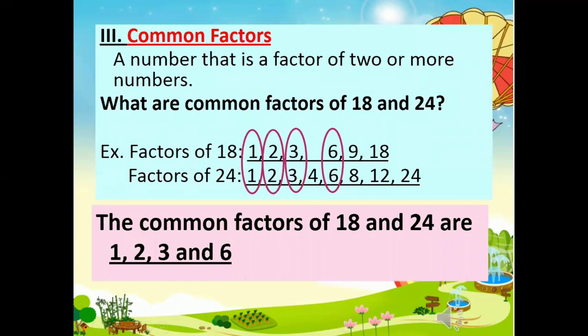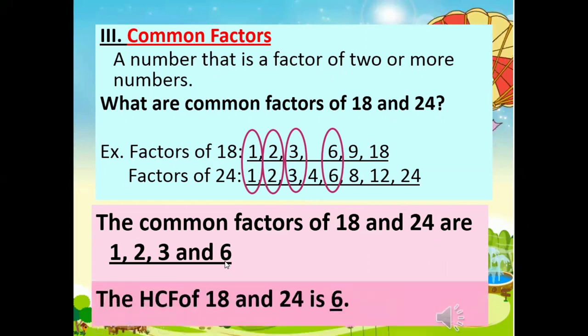Okay, how about this one? What is the highest common factor of 18 and 24? Since we already know the common factors of 18 and 24, we can easily tell now what the highest common factor is. So it is 6. The highest common factor of 18 and 24 is 6.